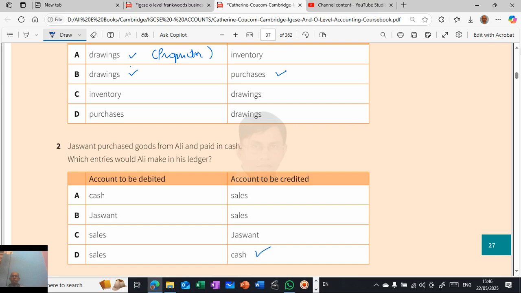Goods from Ali and paid in cash. Which entries would Ali make in his ledger? Oh, okay. These are the books of Ali. Jaswant purchased goods from Ali. So Ali in his ledger, we have to see from Ali's point of view.